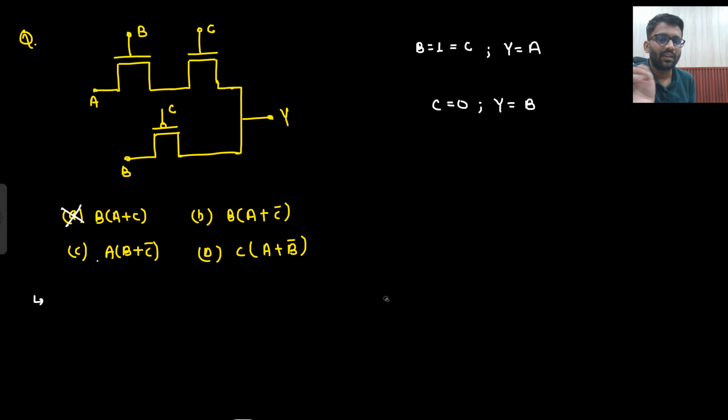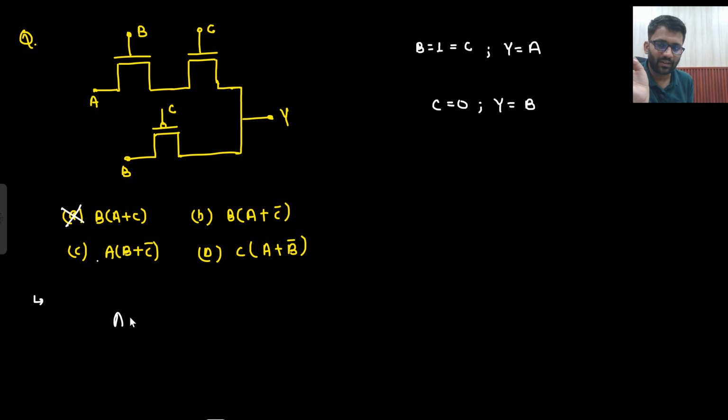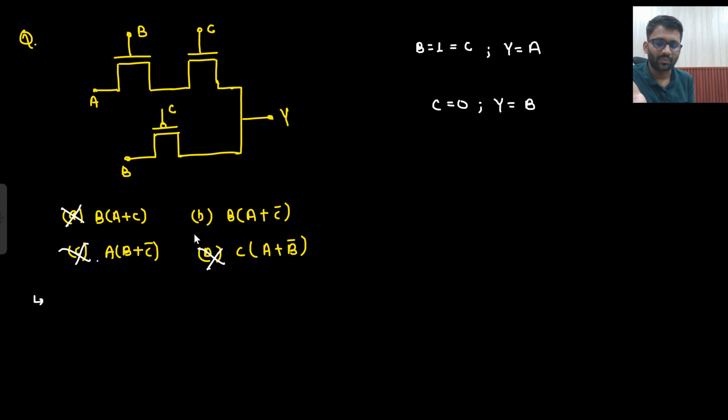I am just putting C equal to 0. If I put C equal to 0 in this one, what will I get? A into B plus 1. The answer is A, but our answer is B. So this is wrong. If I put C equal to 0 here, this expression will also be 0. So this is also wrong. So which is the correct option? The correct option is this one.